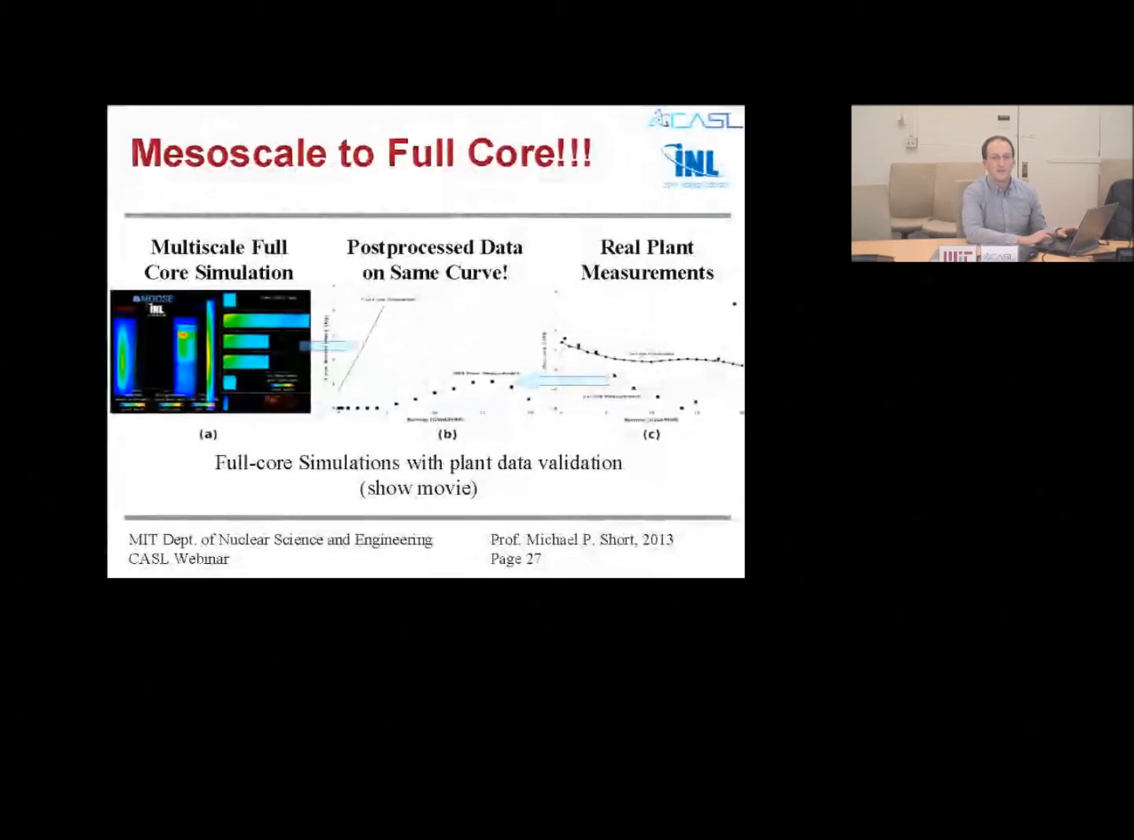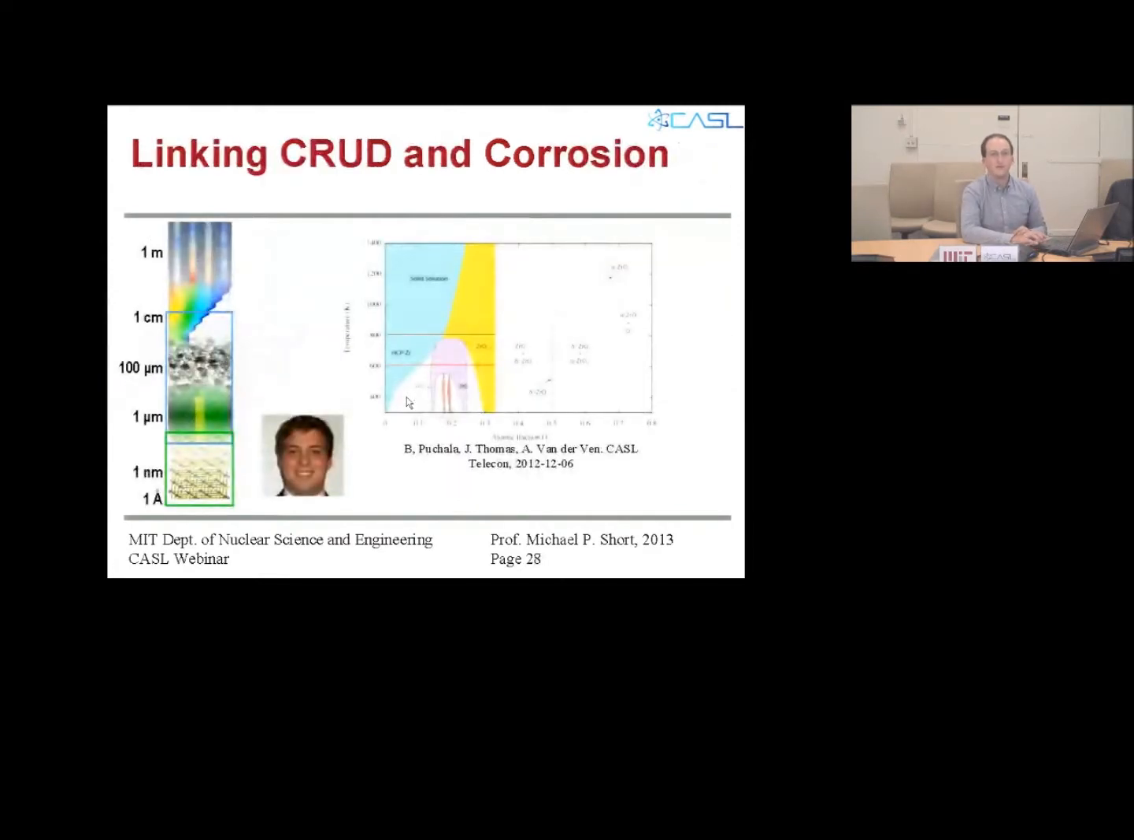We clearly haven't captured it well enough, as you can see by the wide disparity between these two curves, but we have a starting point, which means we can try things on the mesoscale and see them get better on the macro scale. We're also linking CRUD and corrosion.